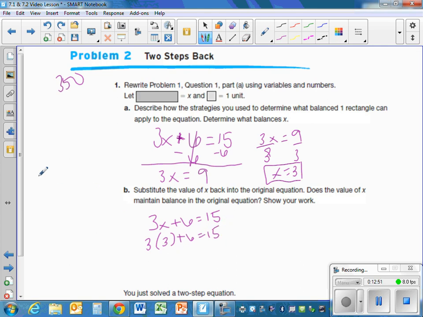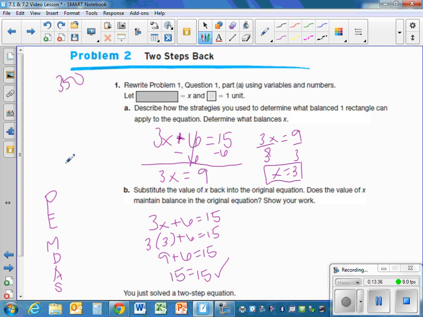Remember your order of operations. You may have learned it way back when as please excuse my dear Aunt Sally, or parentheses, exponents, multiplication, division, addition, subtraction. So in this case, we need to take care of our order of operations, and we need to do the parentheses first. So this 3 gets distributed into the 3, which means multiply. So 3 times 3 is 9, plus 6 equals 15. Now we can handle any addition. So 9 plus 6 is 15, equals 15, and that is true. It checks off.